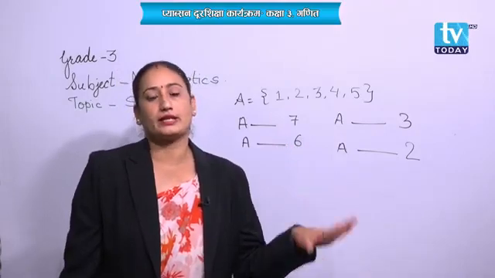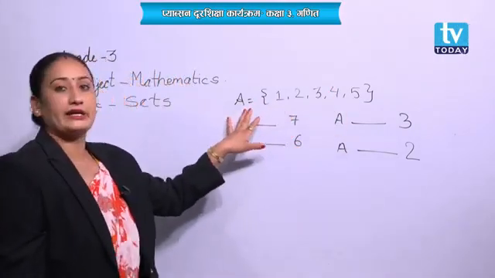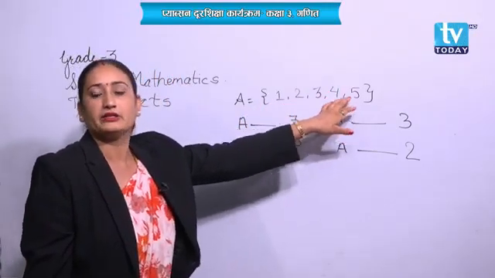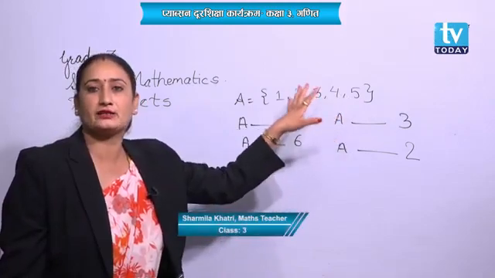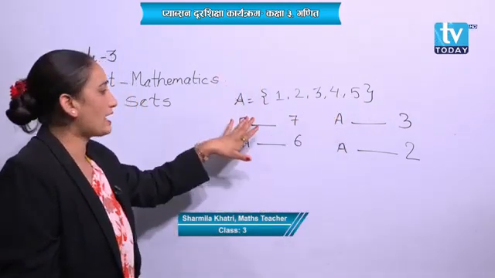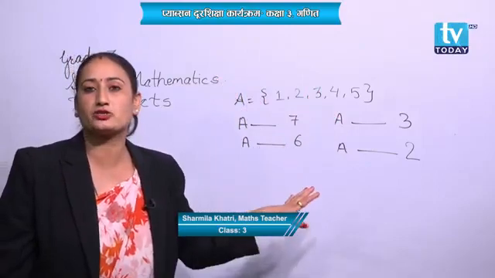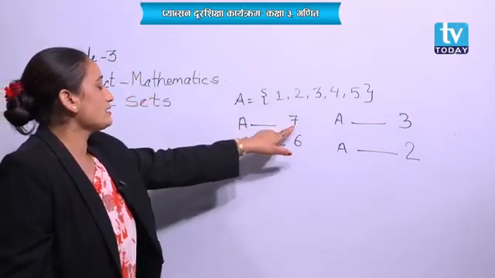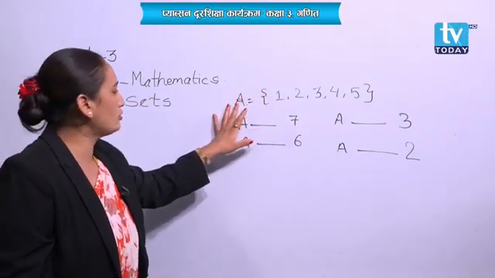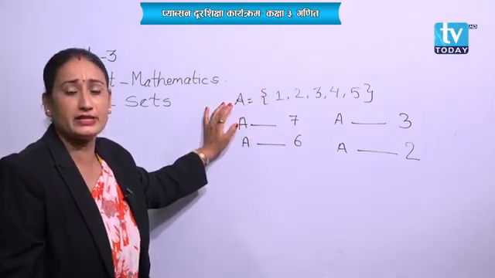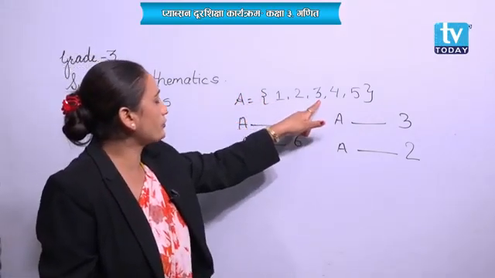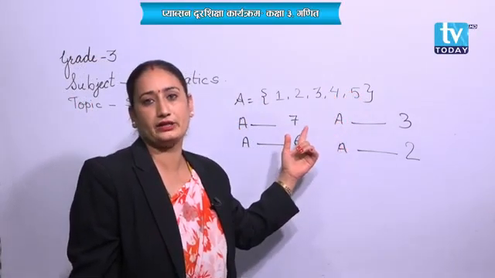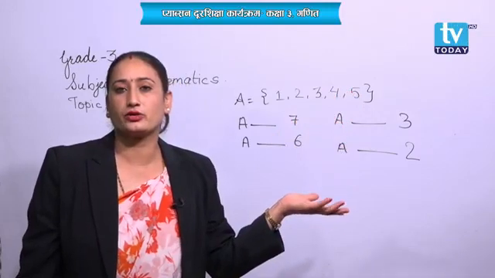Belong to or doesn't belong to. This is the question. A is the set of 1, 2, 3, 4, 5. The question is given in the form of listing method. So, you have to write over here whether it belongs to or doesn't belong to that group. Okay. So, tell me students, does 7 belong to set A or not? Please have a look. 1, 2, 3, 4, 5. Up to 5 is there. So, that means 7 doesn't belong to group A.